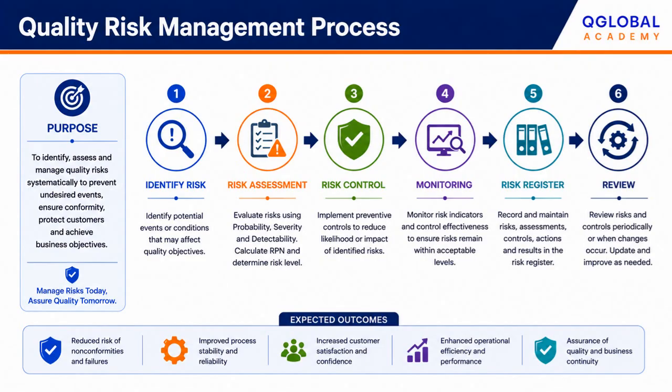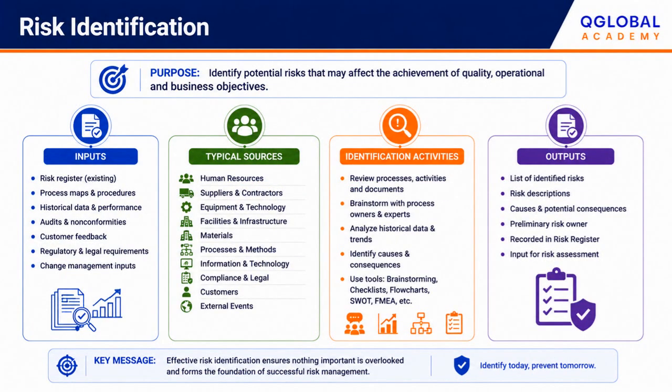The fifth step is maintaining a risk register. All identified risks, assessments, actions, responsibilities, and results are documented for future reference. Finally, risks are reviewed regularly or whenever significant changes occur. Improvements are made whenever necessary. Following this structured approach leads to fewer failures, improved process stability, higher customer confidence, better operational efficiency, and stronger business continuity.